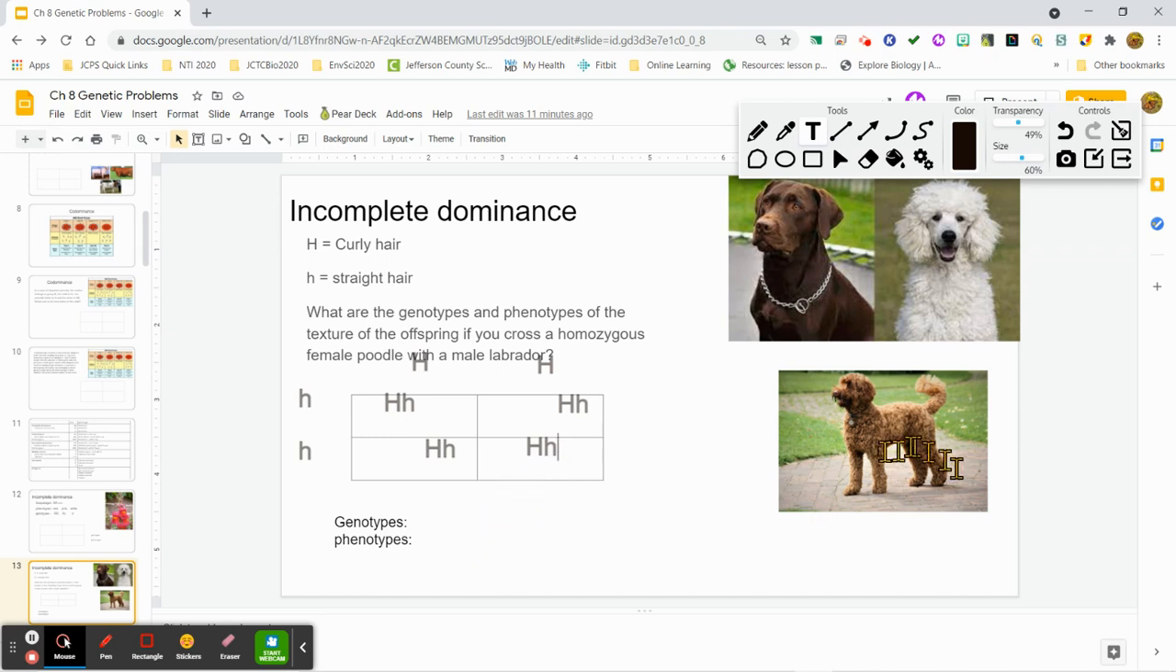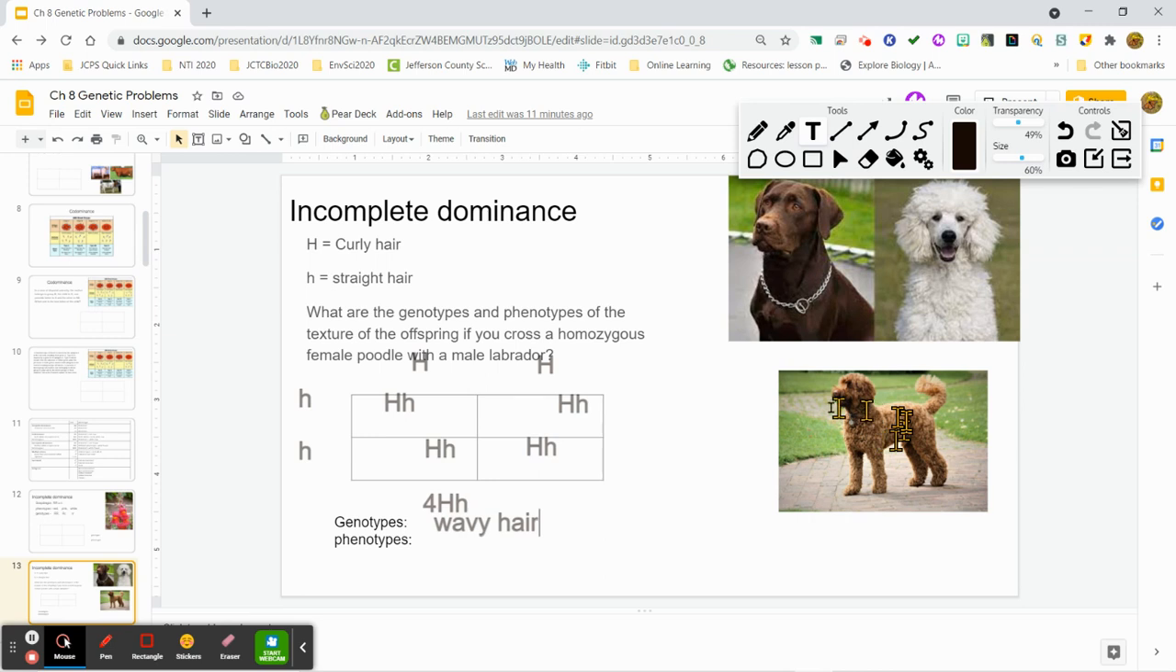And so what you're going to do is you're going to get wavy hair here, right? So it doesn't look exactly like the mom and it doesn't look exactly like the dad, but the genotypes are going to be four heterozygotes. And the phenotypes are going to be wavy hair.